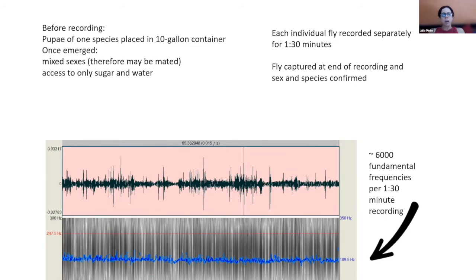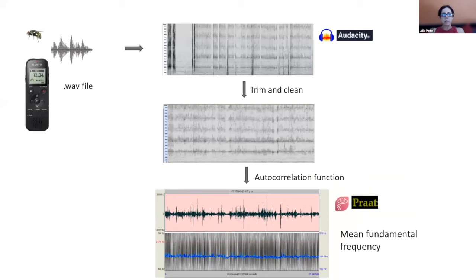Once emerged, they had access to only sugar and water. And because the sexes were mixed, it's possible that many of the flies were mated at the time of recording. So I recorded individual flies for approximately 1.5 minutes. And at the end of the recording, I captured them and confirmed their sex and species.